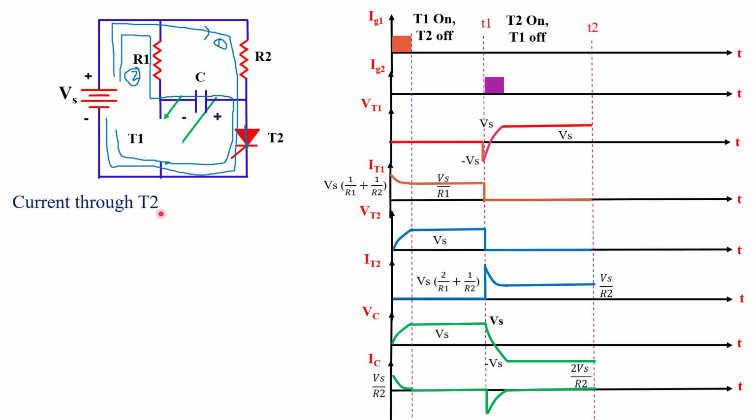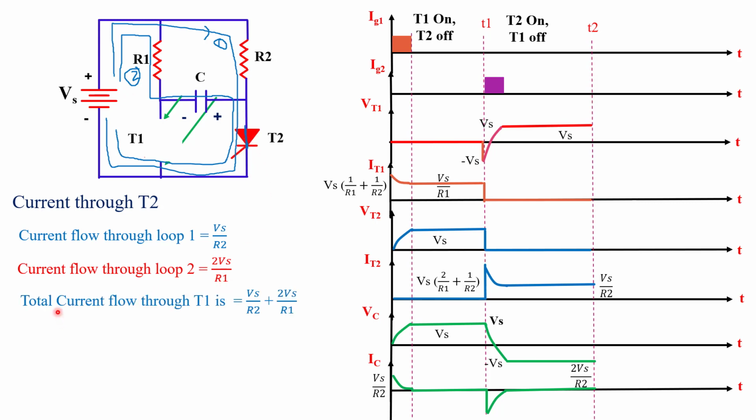Current through the T2 thyristor. Initially, current flows through loop 1. Loop 1 is through the R2 resistor. So how much current flows through loop 1? Vs by R2. The initial current through loop 2 is equal to 2 Vs by R1. Why is it 2 Vs? Because Vs is the supply voltage and the capacitor is also initially charged with Vs voltage. So 2 Vs upon R1. This is the current flowing through loop 2 initially.